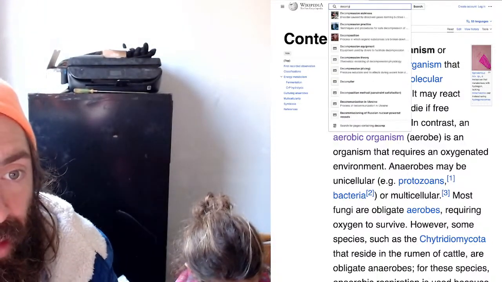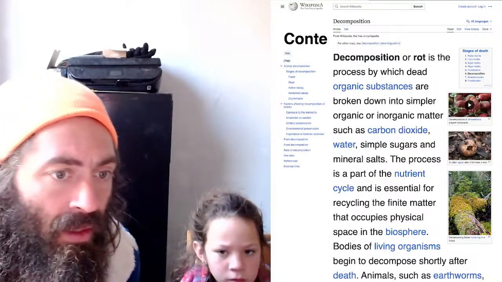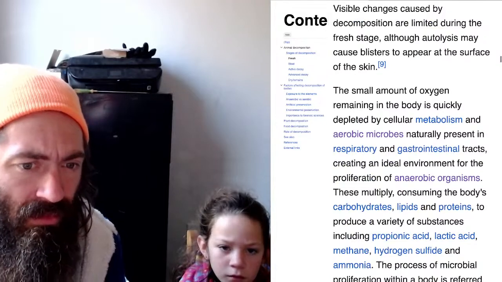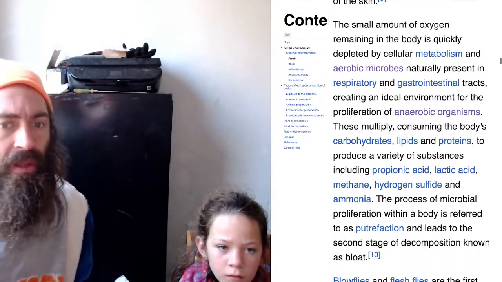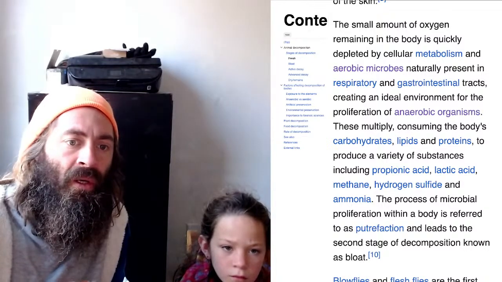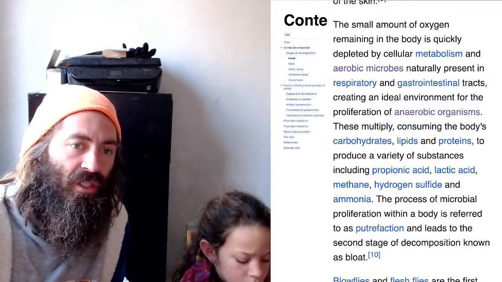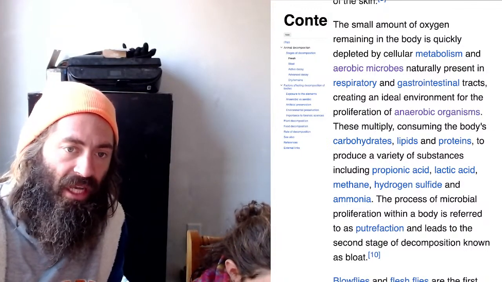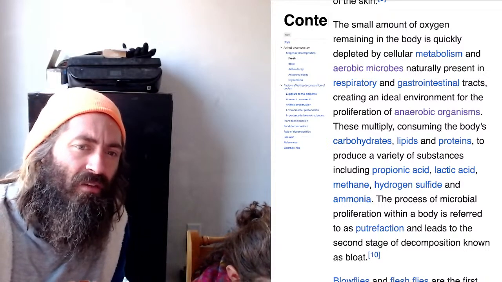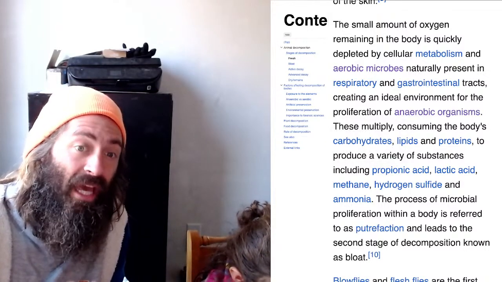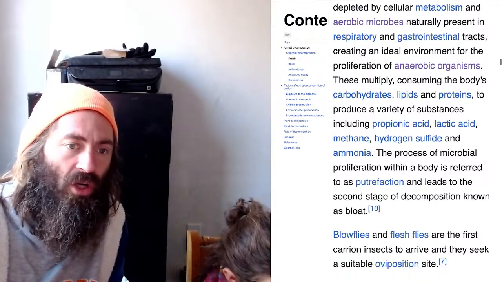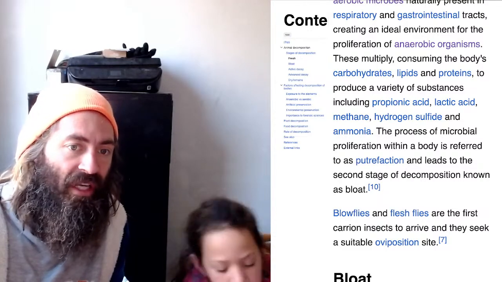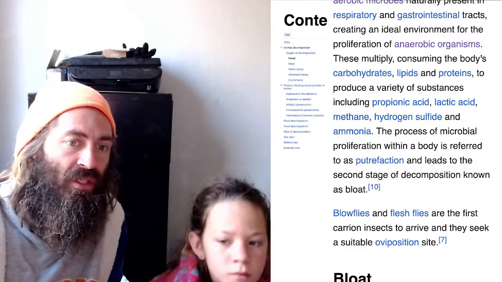Let's go back and look at decomposition. And we're at fresh. So, cool. Let's just go back. The small amount of oxygen remaining in the body is quickly depleted by cellular metabolism and aerobic microbes naturally present in respiratory and gastrointestinal tracts, creating an ideal environment for the proliferation of anaerobic organisms. These multiply, consuming the body's carbohydrates, lipids, and proteins to produce a variety of substances, including propionic acid, lactic acid, methane, hydrogen sulfide, and ammonia.